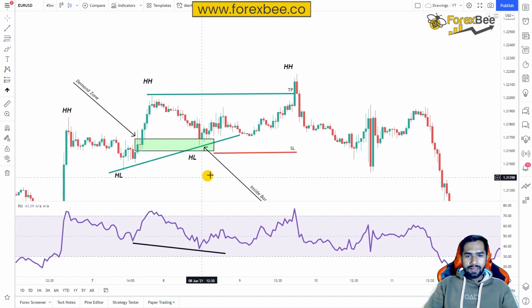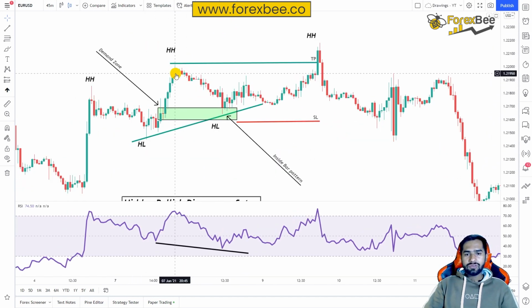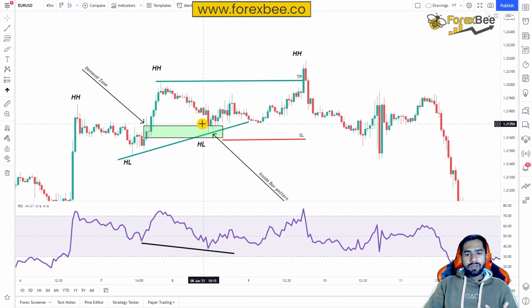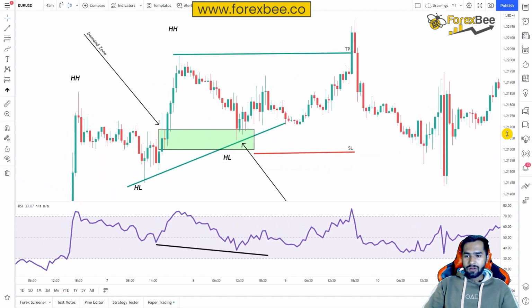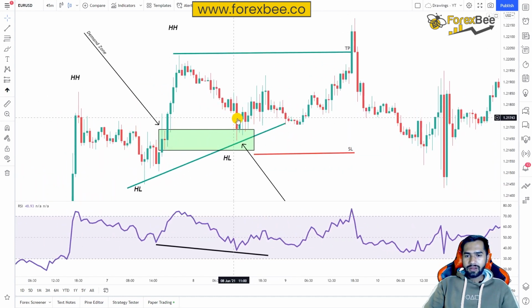I would draw this demand zone, and wait for the market to retrace back to it, and after that I would wait for the formation of any candlestick pattern that would mean the market is going to move in the bullish direction. Here you can see the formation of an inside bar at this point, and after the formation of the inside bar, we wait for the breakout.